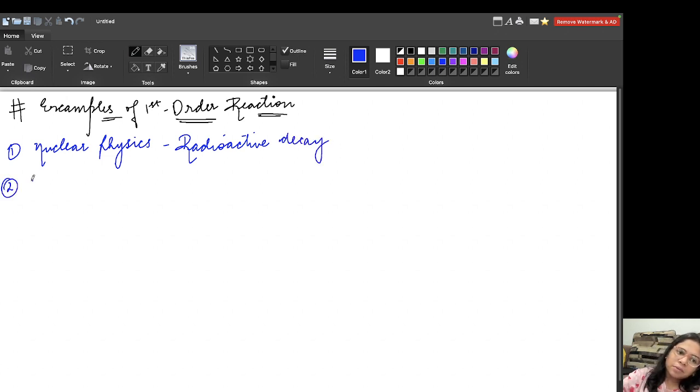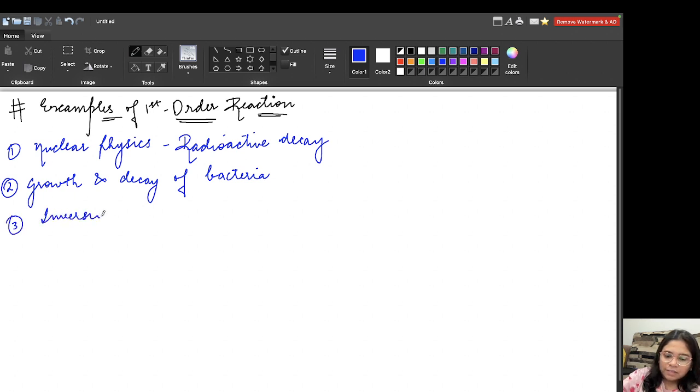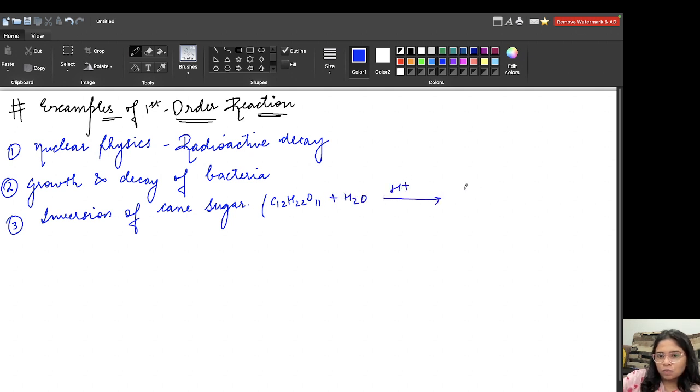Next reactions can be your growth and decay of bacteria. Third reaction which can be given is inversion of cane sugar, and it is written as C12H22O11 plus H2O in the presence of H plus medium is giving you glucose plus fructose. Both have the same formula.